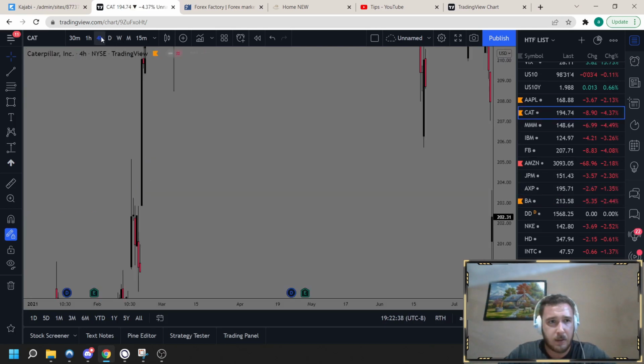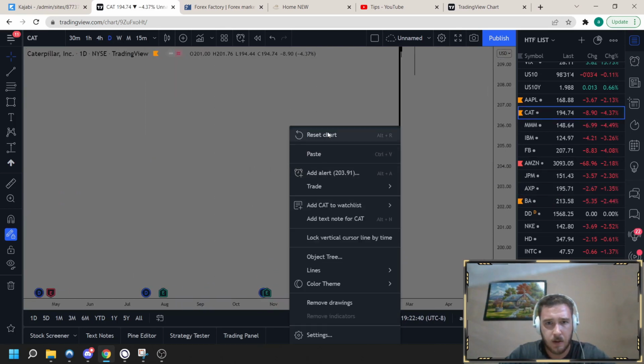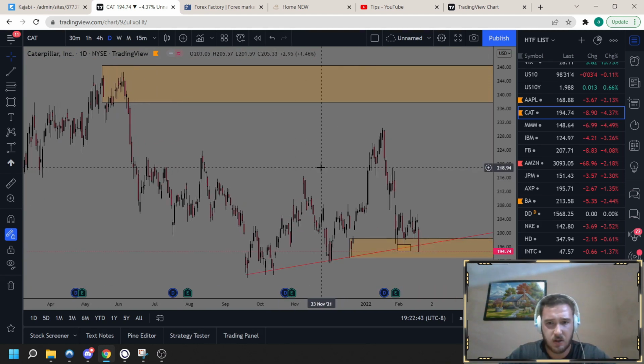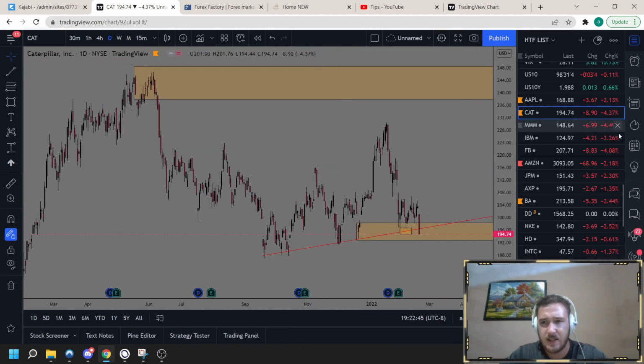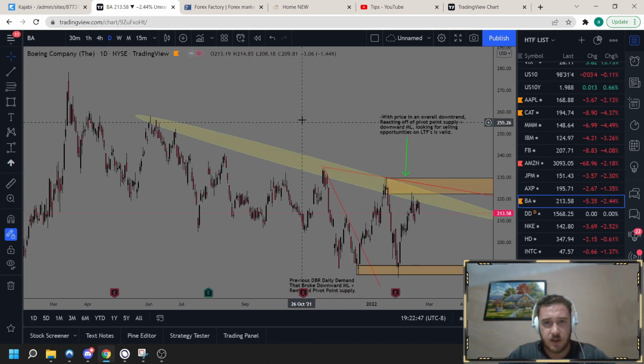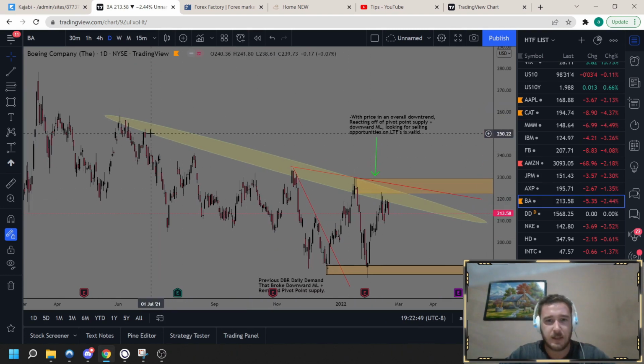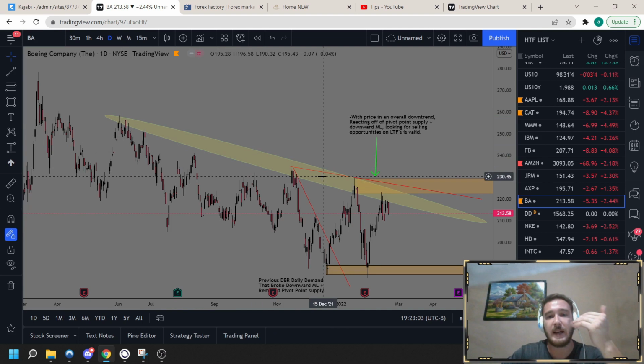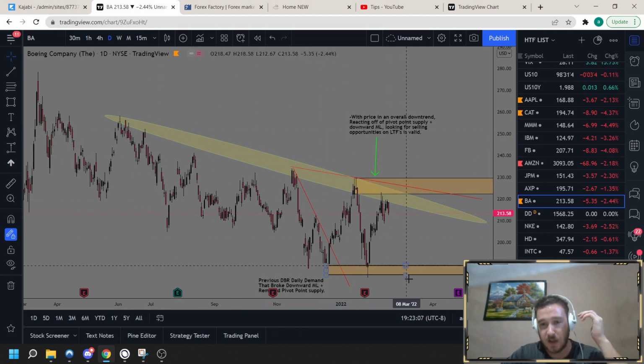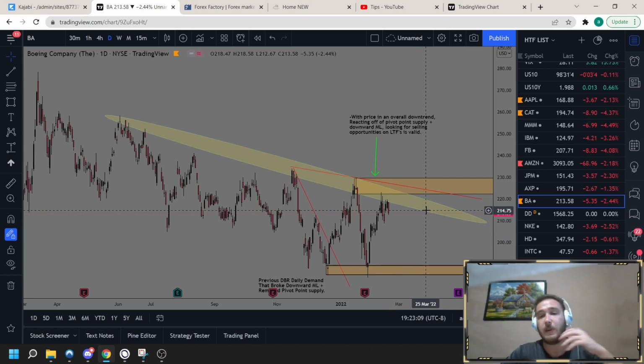Is it Caterpillar I wanted to talk about? This is a decent idea. It's not the most obvious. Let's go to this one. Boeing company, okay? So we seem to be in an overall downtrend. Reason why I have this kind of oval drawn out is because this is kind of where the downward, how do I explain this? Like where sellers seem to be coming in after the corrective move. Sellers seem to be coming in, right?